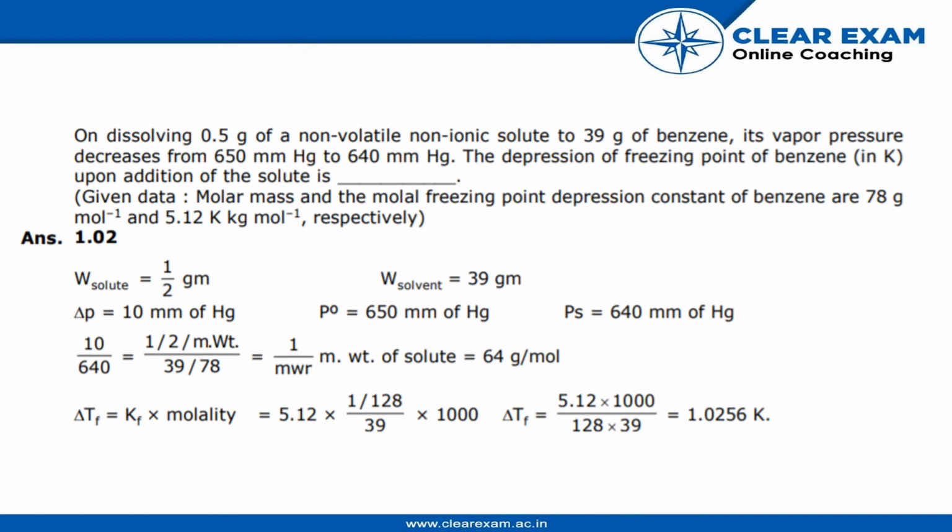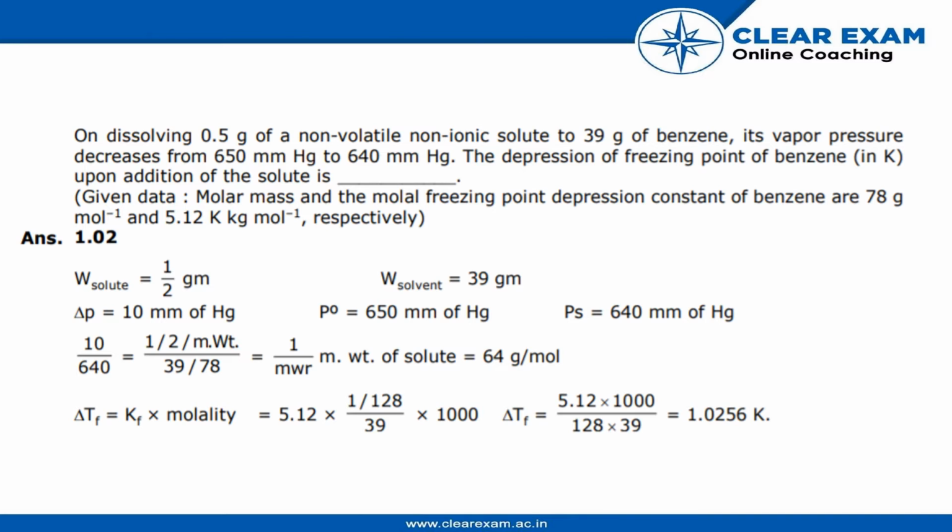On dissolving 0.5 gram of a non-volatile non-ionic solute in 39 gram of benzene, its vapor pressure decreases from 650 millimeter Hg to 640 millimeter Hg. The depression of freezing point of benzene in Kelvin upon addition of the solute is?